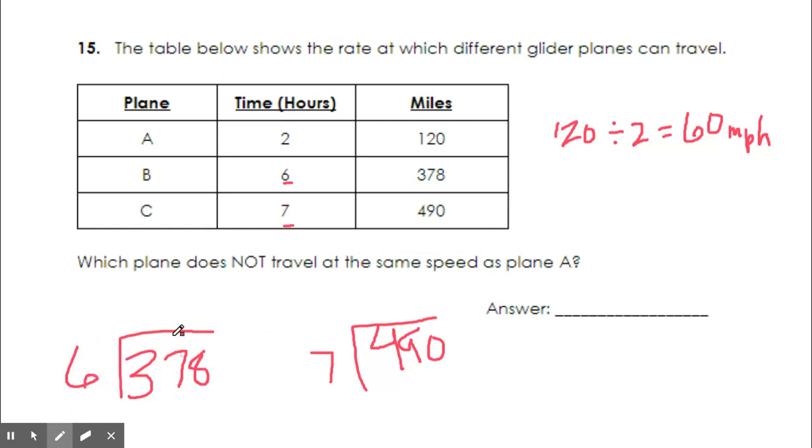Okay, 6 goes into 37 6 times. 6 times 6 is 36. I have a remainder of 1, and then bring down this 8. 6 goes into 18 3 times. So this one's answer is 63. Right here, this is 63 miles per hour.